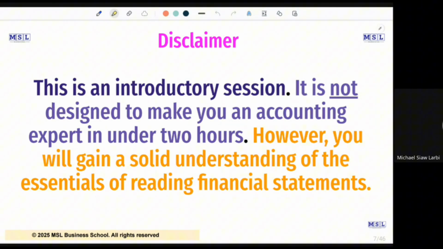It won't happen. But what I can guarantee is you'll gain a solid understanding of the essentials of reading financial statements. You will pick a set of financials and you will not be lost. You would know at least what the numbers are trying to communicate. So that's a clear disclaimer: you will not become an accounting guru in less than 2 hours. It's not going to happen, right?